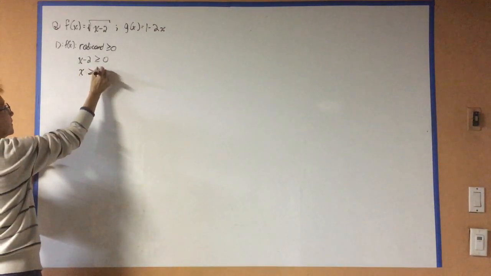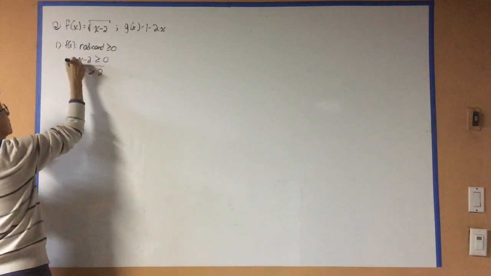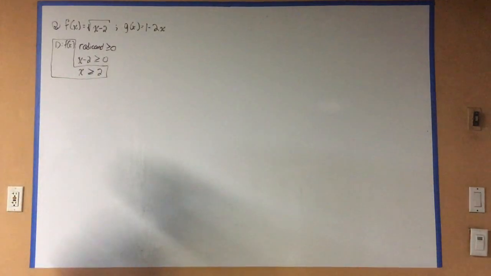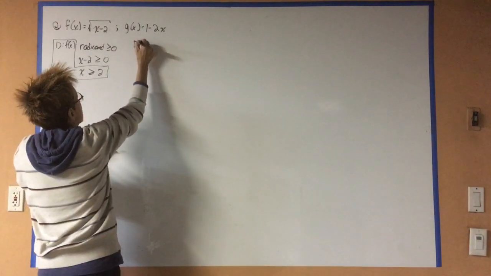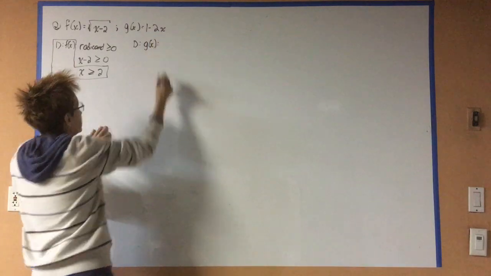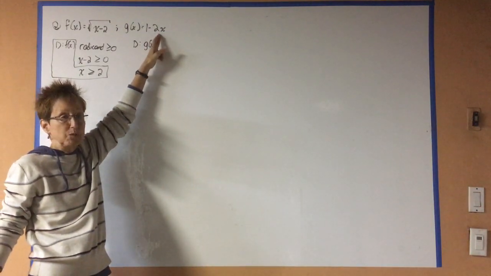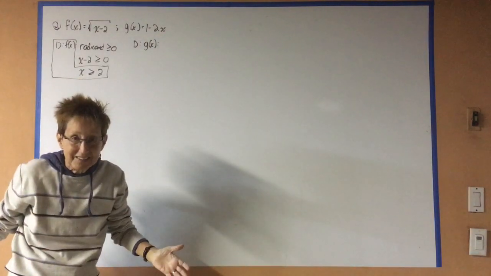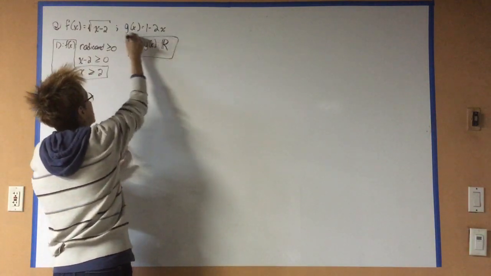So what does that mean about x? x is going to have to be greater than or equal to, I add 2, so I get 2. So it looks like the domain of f of x is x has to be greater than or equal to 2. So in other words, bracket 2 to infinity. So there's that one. This one, the domain of g of x, I don't see any restrictions here. No x's in square roots, no x's in denominators. So domain of g of x is all real numbers. Okay, so there we have those two domains.